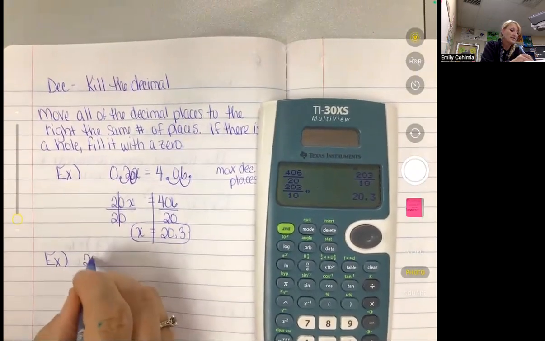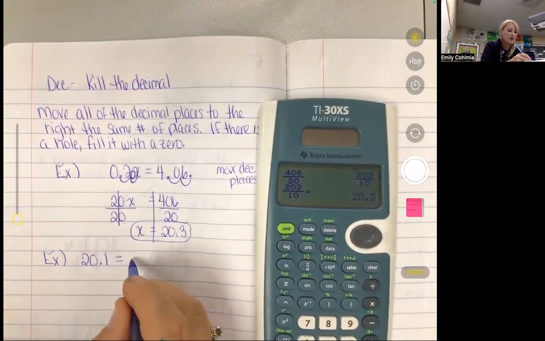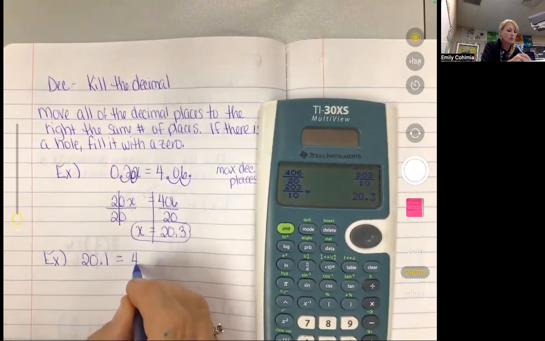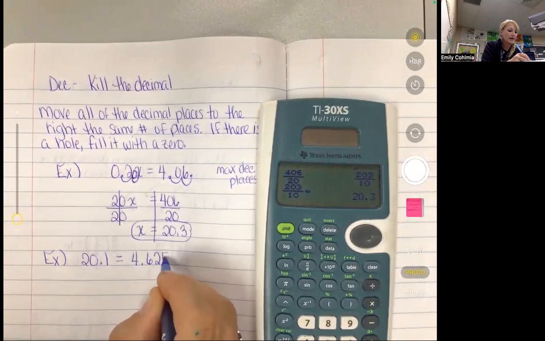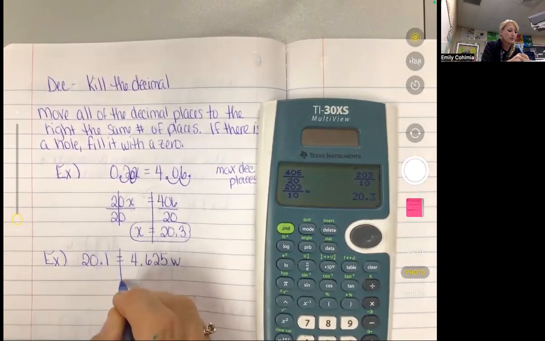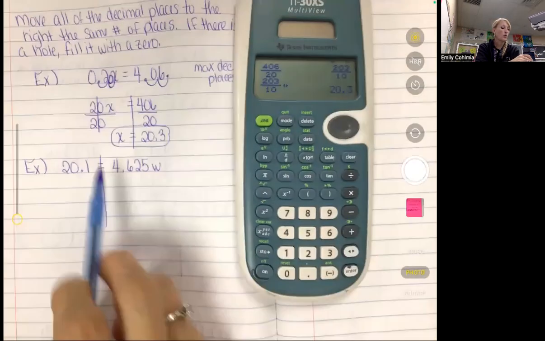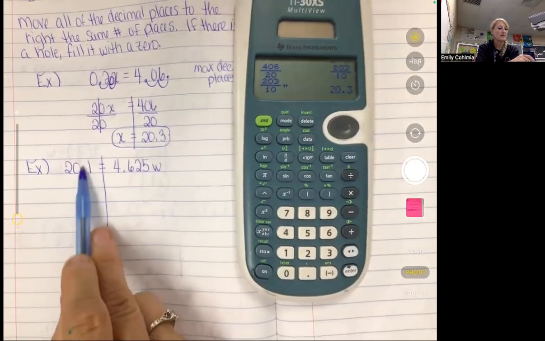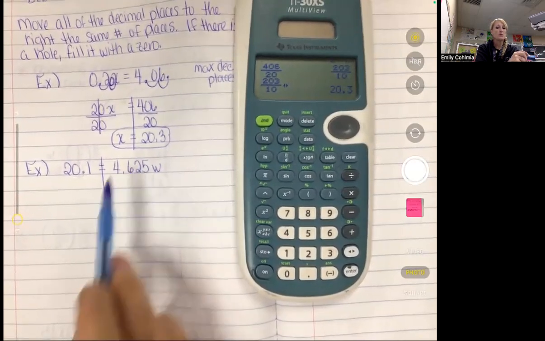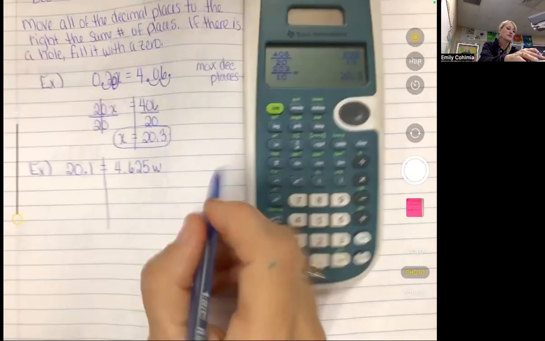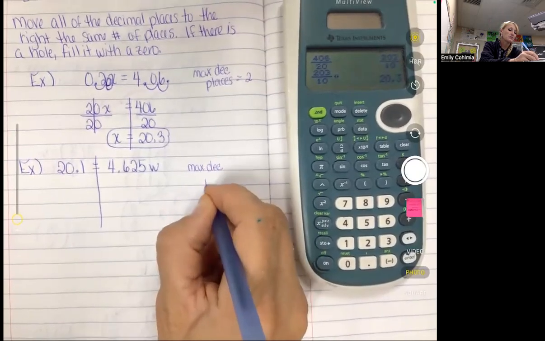What about 20.1 equals, I'm going to put the variable on the other side this time, 4.625W. This time I have 1 decimal place here, so 1 after the decimal here. And I have 1, 2, 3 after the decimal here. So I have 3 decimal places here, which means we use the larger number of decimal places. So the maximum number of decimal places here is 3.